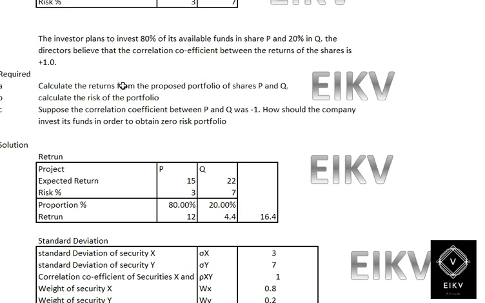You are required, number 1, to calculate the return from the proposed portfolio of shares P and Q. Calculate the risk of the portfolio. Suppose the correlation coefficient between P and Q is -1. What should the company invest its fund in, in order to obtain a zero risk portfolio?